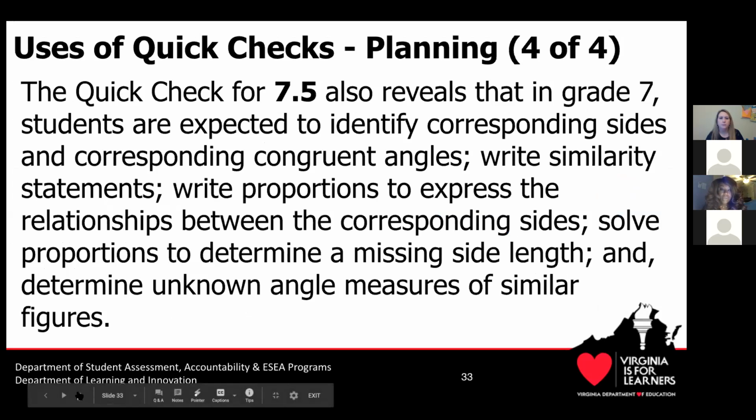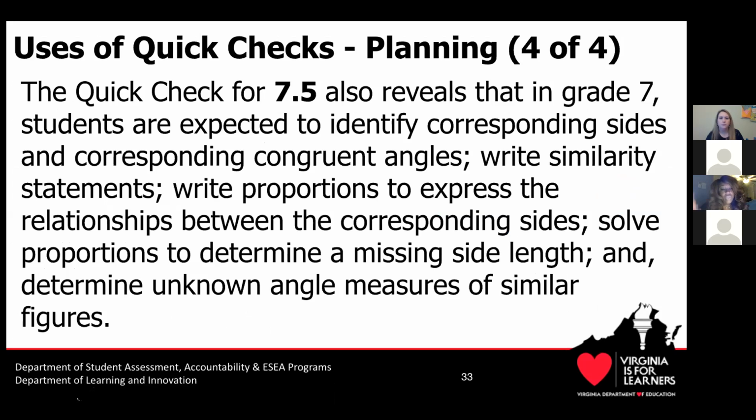In so doing, they also find that with the quick check for 7.5, that students are expected to identify corresponding sides, congruent angles, write similarity statements. So think about that when you're thinking about those direct proofs. Writing the similarity statements, writing proportions, understanding proportionality, solving proportions to determine a missing side length, or determining an unknown angle measure of similar figures. So there's a lot going on with that particular standard that really is critical or crucial to students' understanding of G.7.